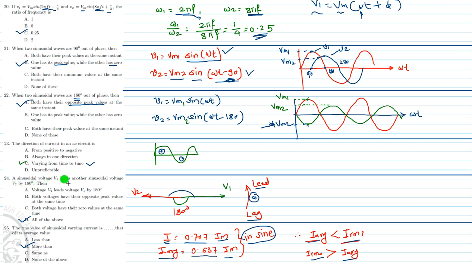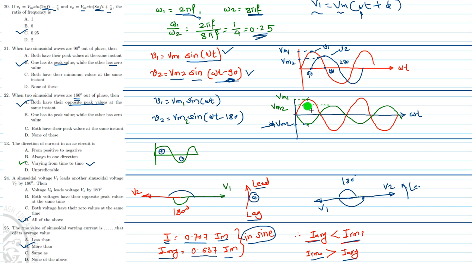A sinusoidal voltage V1 leads another voltage V2 by 180 degrees. Suppose V2 is taken as the reference, then V1 is leading. So lead is always on this side. So this is V2, and V1 is leading this by 180 degree, which means V1 will appear on this side. So what can you say? I can say that V2 is also leading V1 by 180 degree.